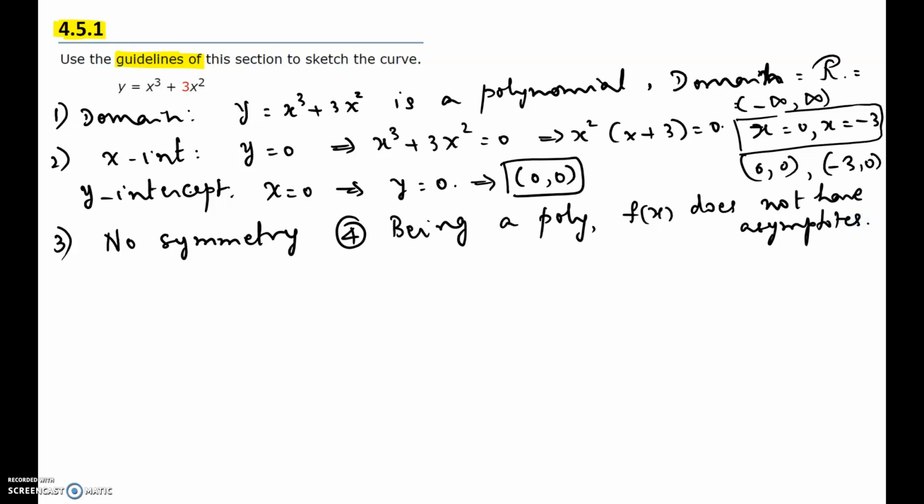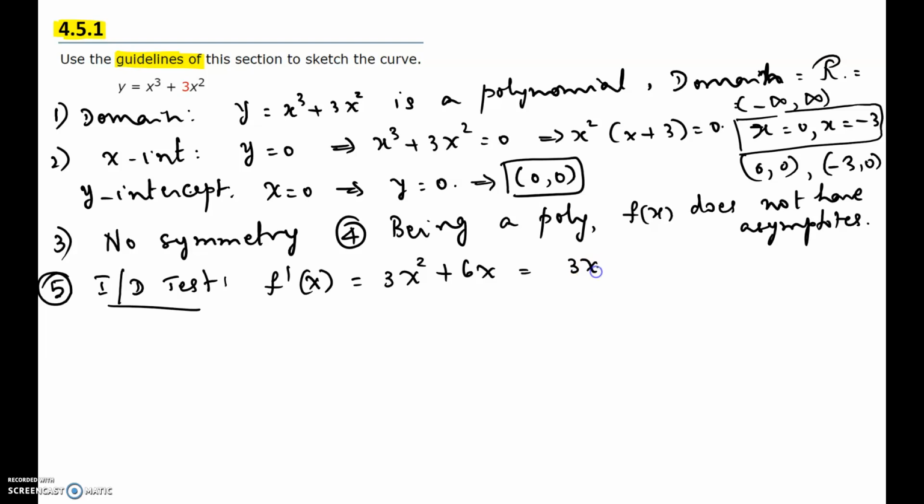To see whether the graph is increasing or decreasing, we are going to do the I/D test, which is increasing decreasing test. For that we are going to find out the derivative. The derivative is 3x square plus 6x. So if I take the 3x out, it will be x plus 2. So equal to 0. This will give us the critical points. So either x equal to 0 or x equal to negative 2.